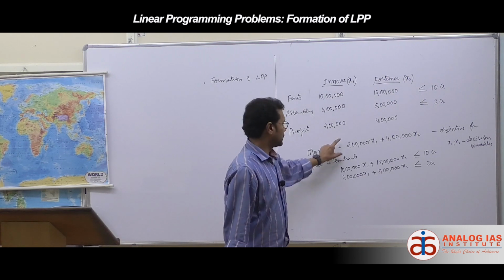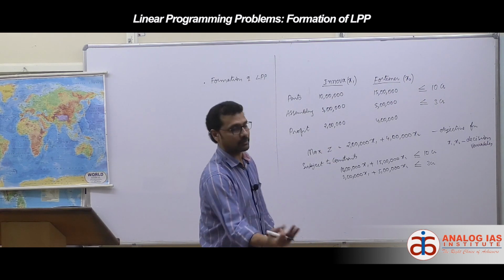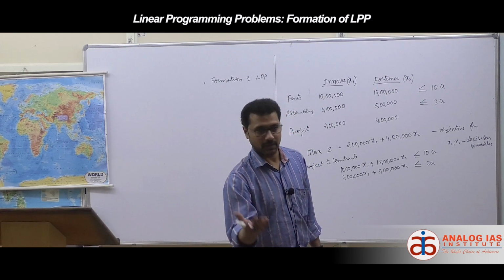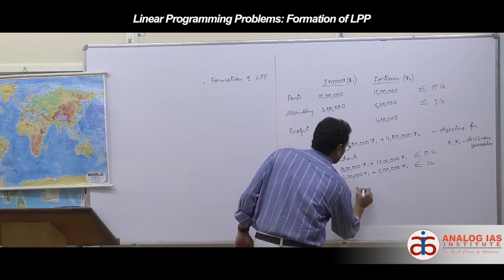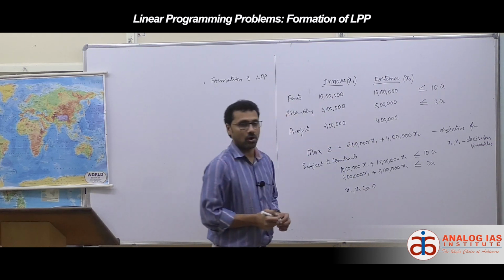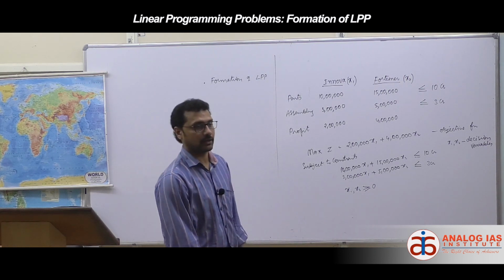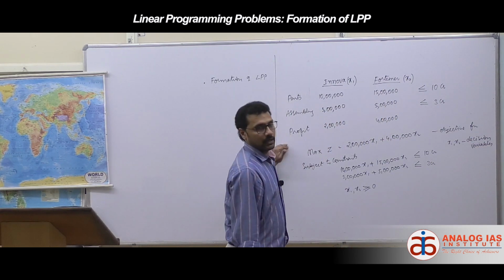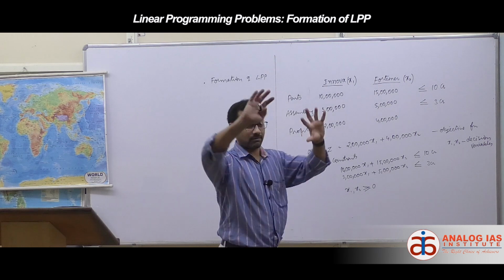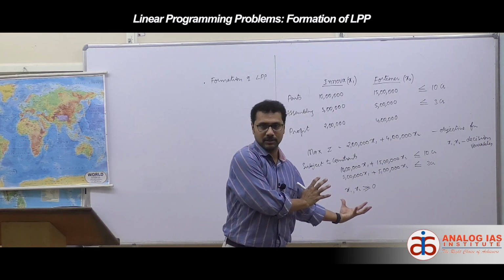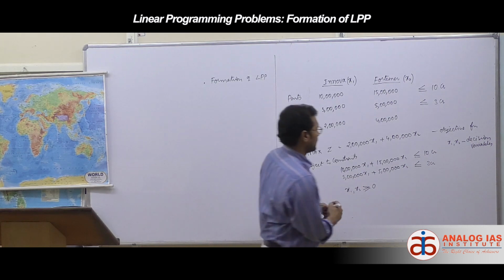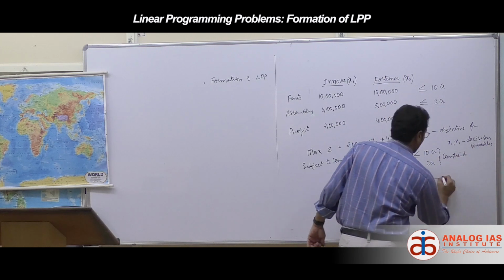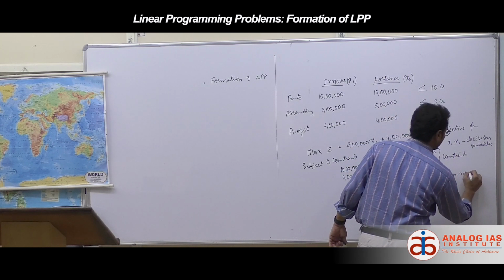And these are constraints. This is the objective function. At the same time, there is one more thing. I cannot produce negative cars. I have to produce only a positive number of cars. That is, X1 and X2 always have to be non-negative, greater than or equal to 0. This entire thing is called a linear programming problem. The scenario, put in terms of mathematical symbols, gives us the linear programming problem. These are called constraints, and this is called the non-negativity constraint.